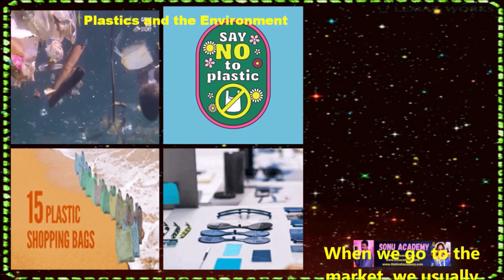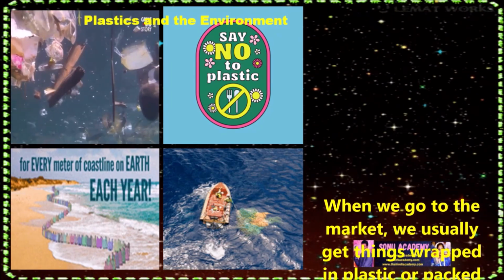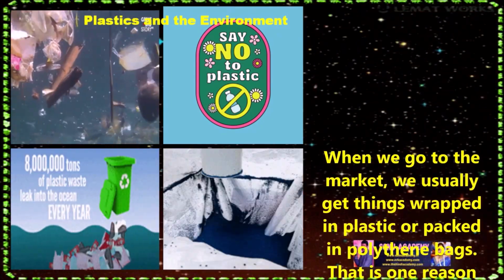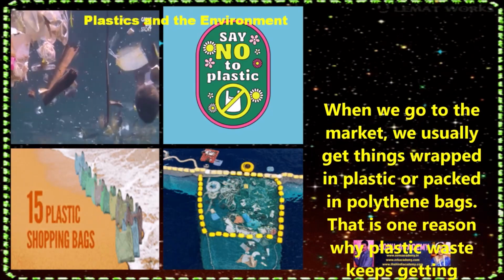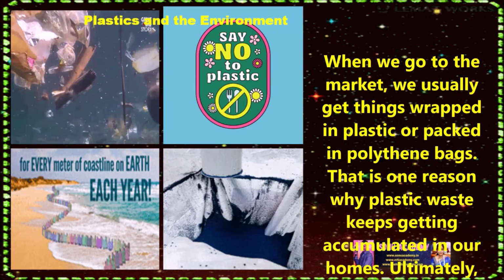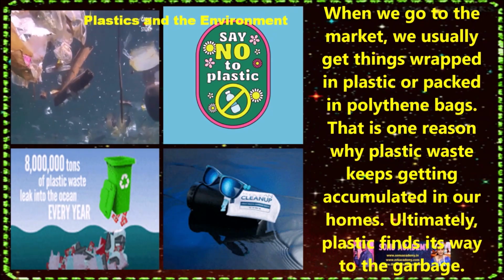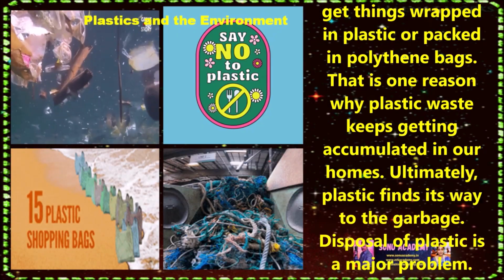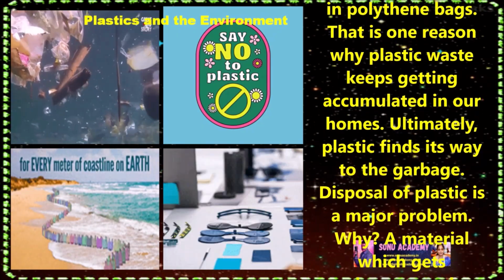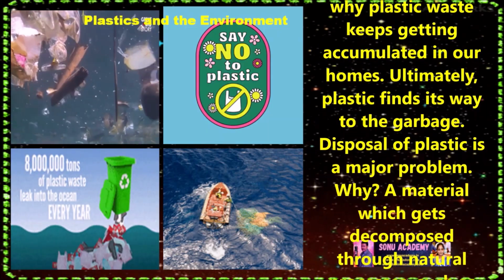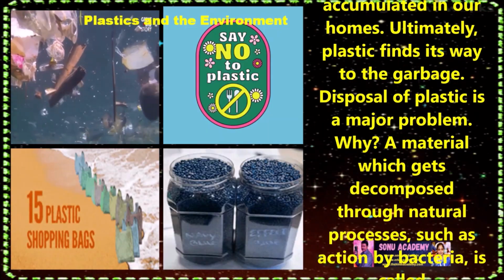Children, let us see plastics and the environment. When we go to the market, we usually get things wrapped in plastic or packed in polythene bags. That is one of the reasons why plastic waste keeps getting accumulated in our homes. Ultimately, plastic finds its way to the garbage. Disposal of plastic is a major problem.